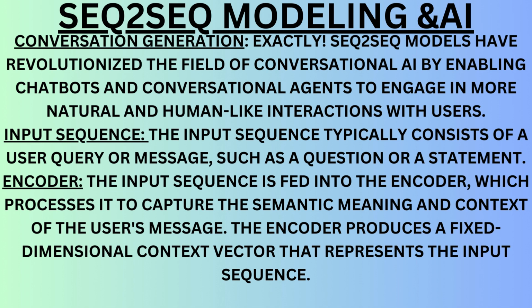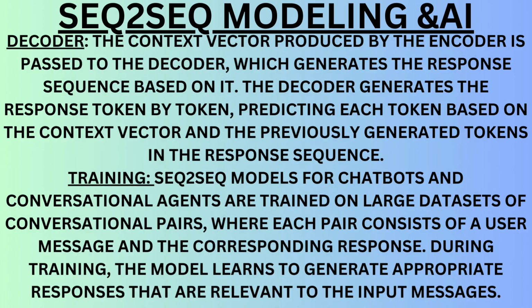Input sequence. The input sequence typically consists of a user query or message, such as a question or a statement. Encoder. The input sequence is fed into the encoder, which processes it to capture the semantic meaning and context of the user's message. The encoder produces a fixed-dimensional context vector that represents the input sequence.